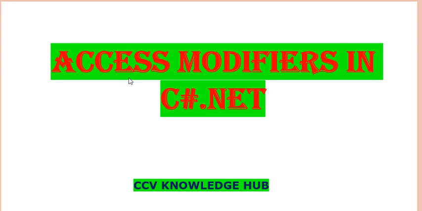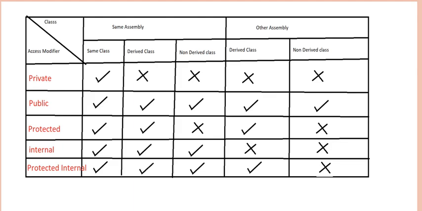So in this session we will learn about access modifiers in C#. How many types of access modifiers does C# support, and what are the accessibility levels in the same project or other projects? All this information we are going to see. So let's move to the access modifier slide.